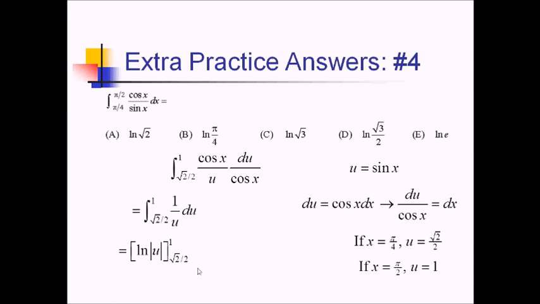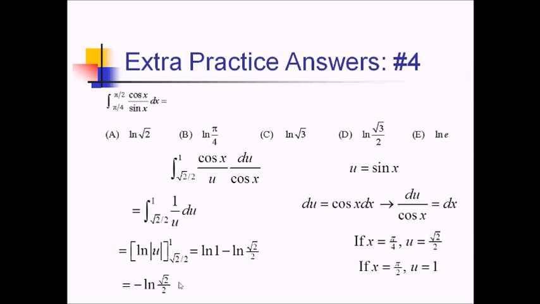Plugging stuff in, I've got ln of 1 minus ln of root 2 over 2. And I can drop the absolute value because these are both positive values to begin with. What is the ln of 1? Well, that's 0. You'll notice all the answer choices have a single ln in them, and this is why. ln of 1 is just 0. So this is negative ln of root 2 over 2.